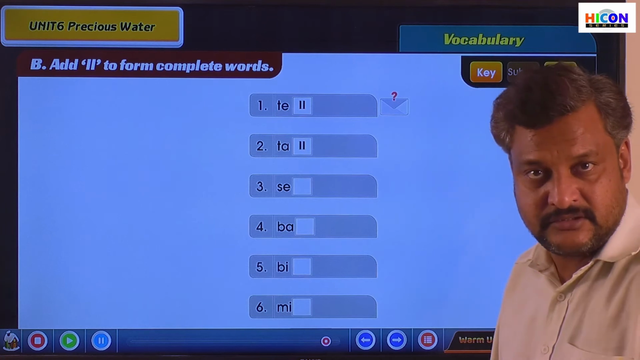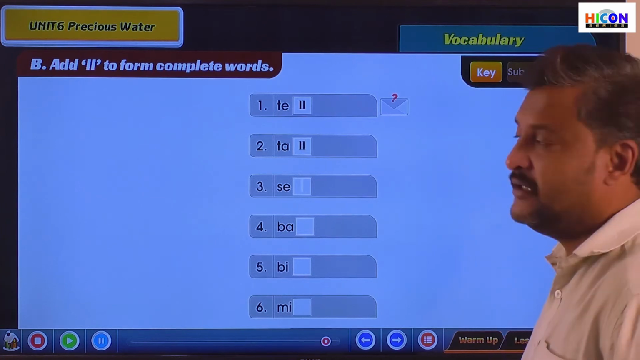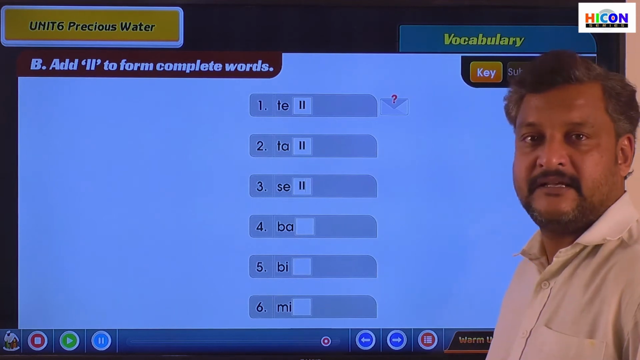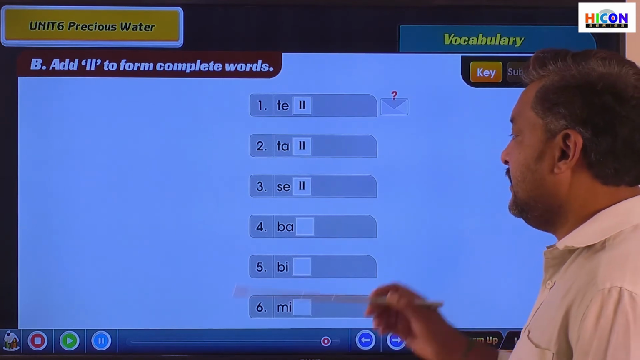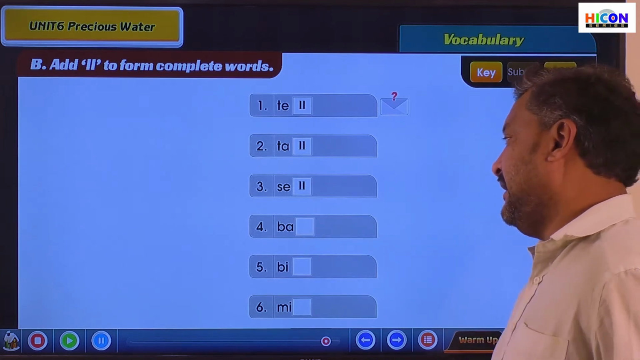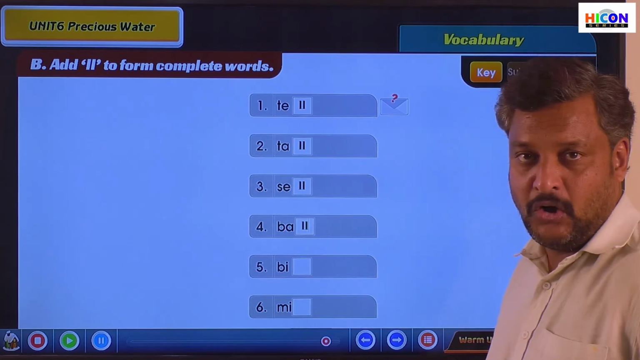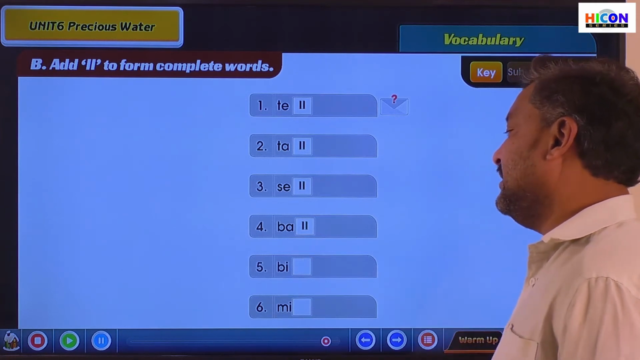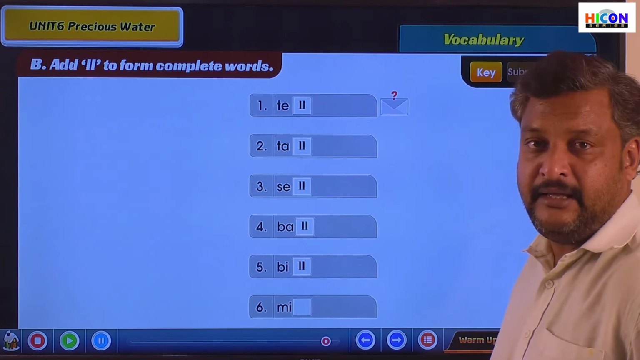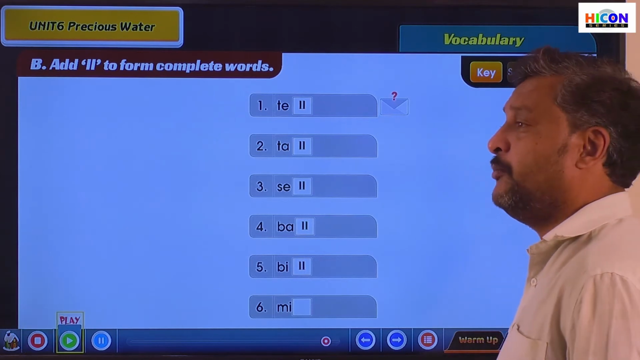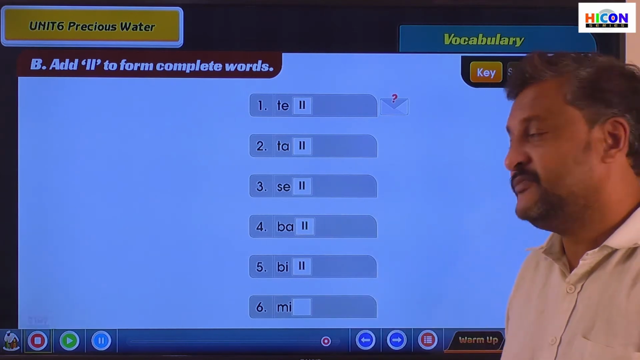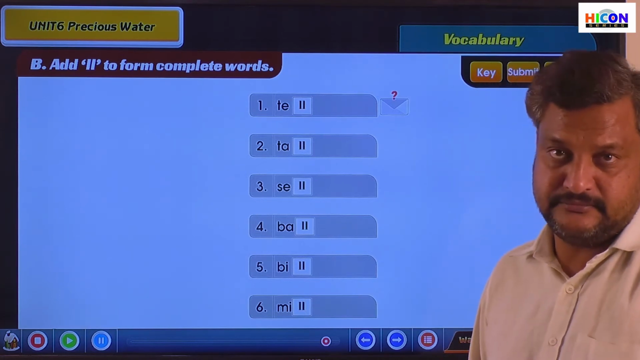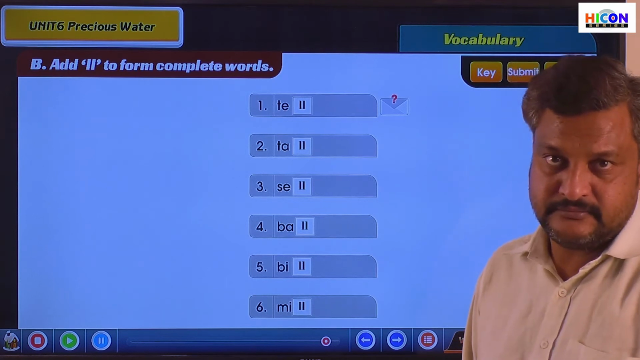T-A-L-L, tall. S-E-L-L, sell. B-A-L-L, ball. B-I-L-L, bill. When we go to shop and buy something, we will get the bill, no? Yes. M-I-L-L, mill. Okay.